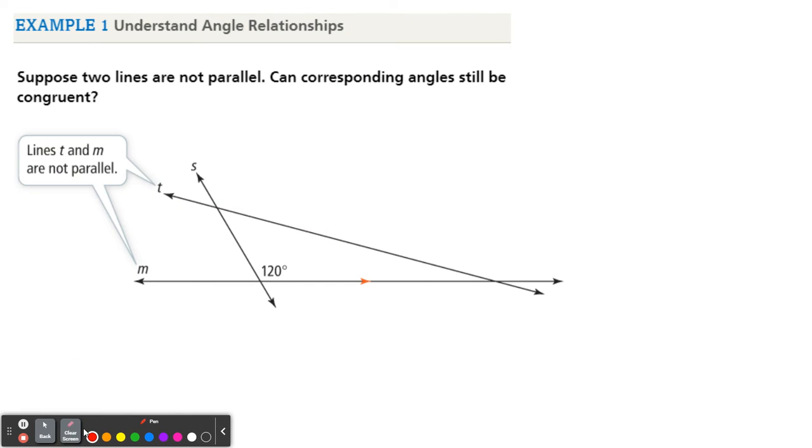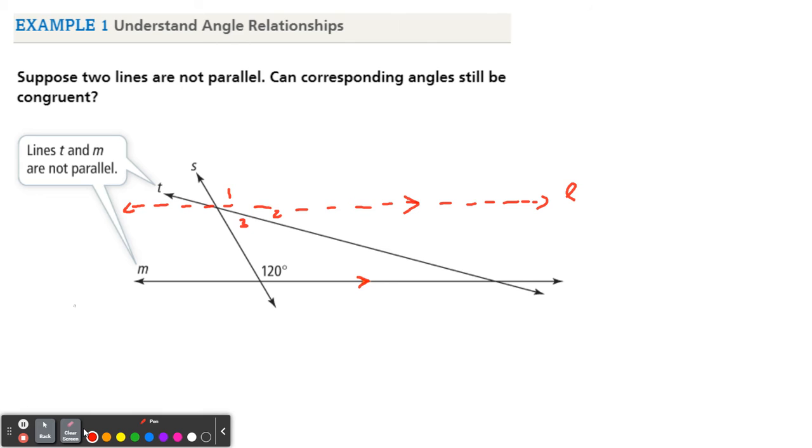Okay, so example 1, it says, suppose two lines are not parallel. Can corresponding angles still be congruent? Well, if you look at this picture here, we have two lines, T and M, that are not parallel, and then we have this transversal S. I'm going to draw a parallel line through this intersection point to line M. I'm going to call this line L, and yes, it's going to be parallel with line M. I'm going to throw in some angle numbers here: angle 1, angle 2, angle 3.